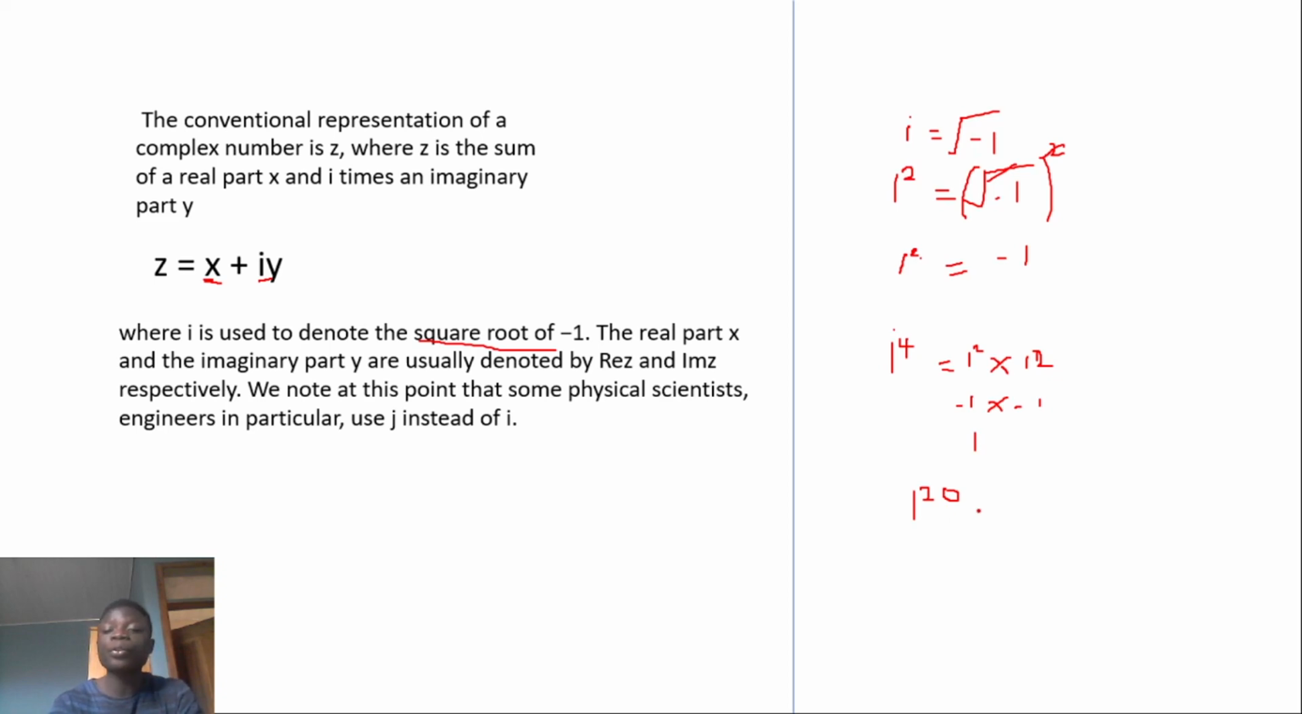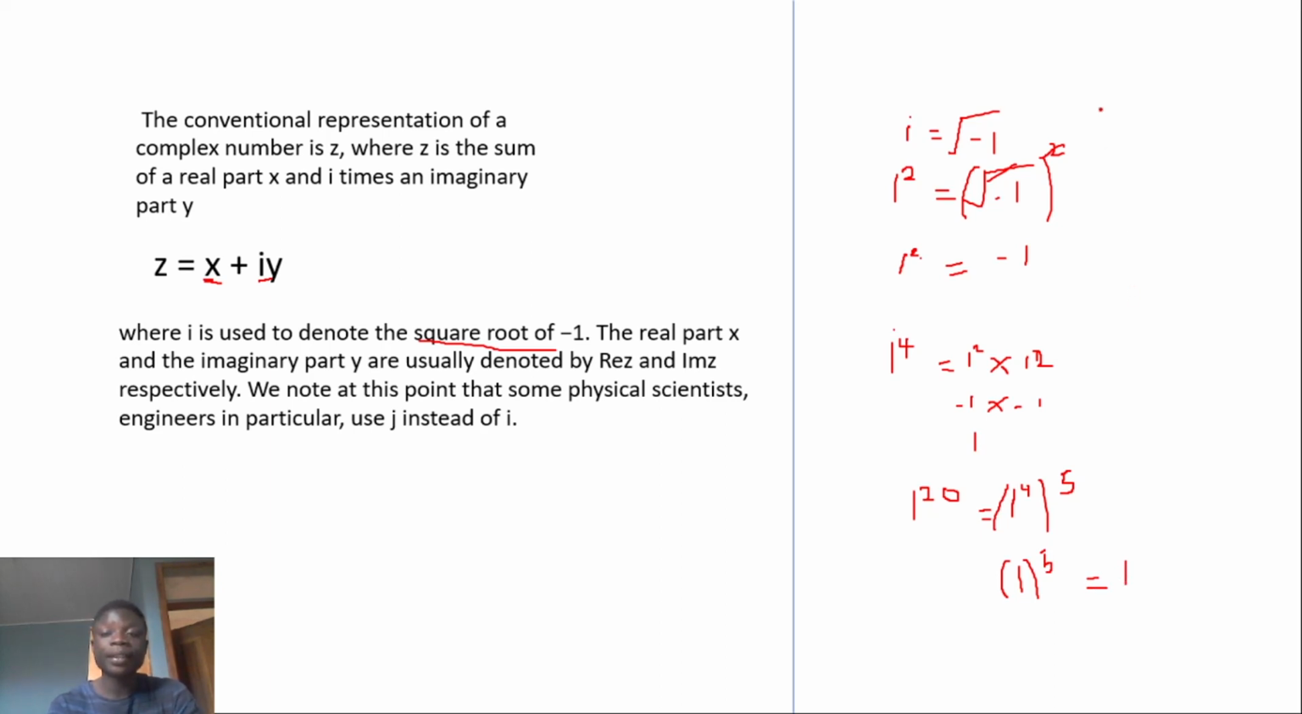So i exponent 20, we are going to break down into multiples of 4. So that would be i exponent 4, all raised to the power 5, because when we multiply 4 times 5, you're going to get 20. So now you know that i exponent 4 is 1. So you're going to get 1 to the exponent 5, which will give you 1. So with this, it's very simple.